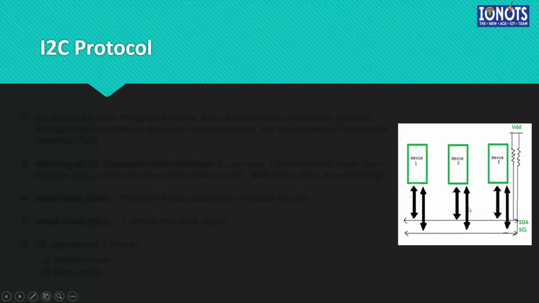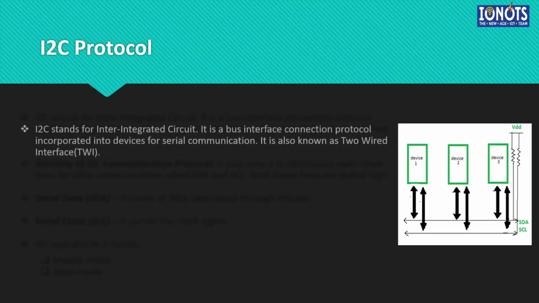In this particular video, we'll talk about the basics of I2C protocol. I2C stands for Inter-Integrated Circuit. It is a bus interface connection protocol incorporated into devices for serial communication. It is also known as two-wired interface or TWI. So just like the SPI protocol, I2C protocol is also a serial communication protocol and a synchronous communication protocol.